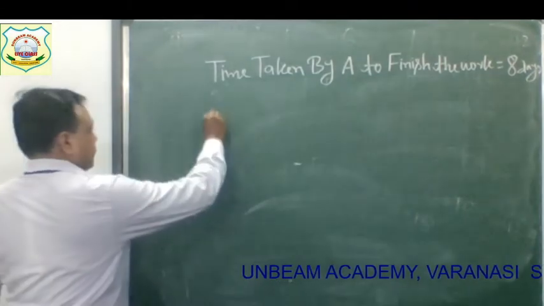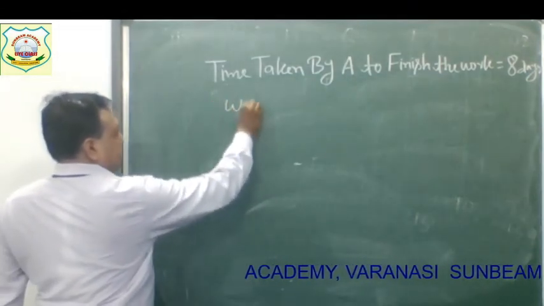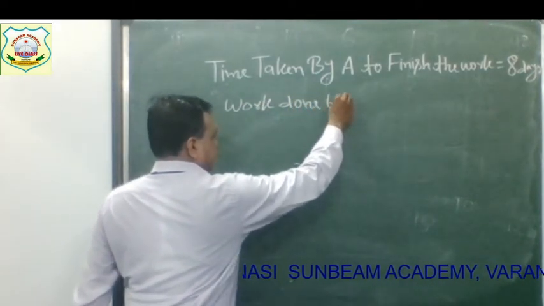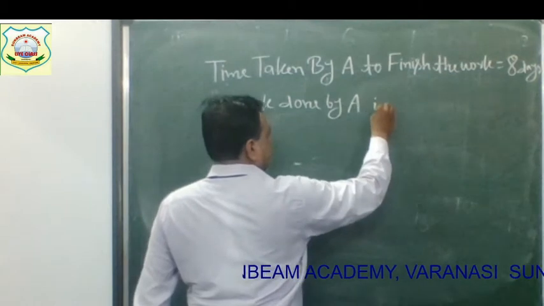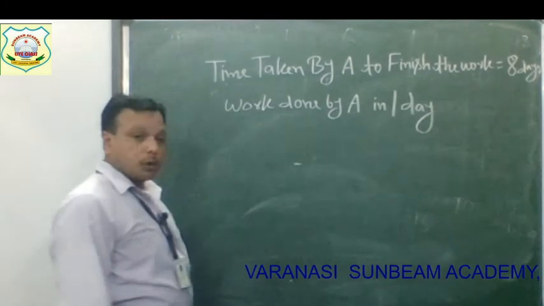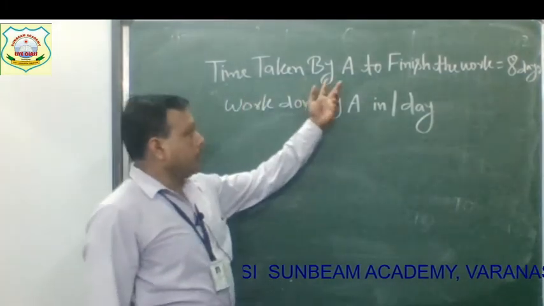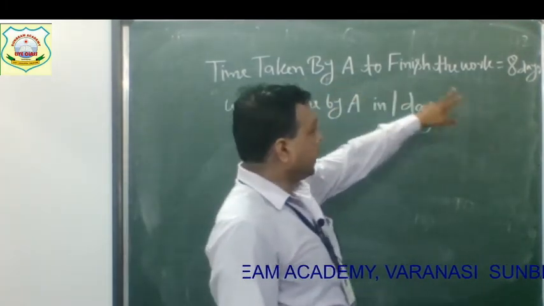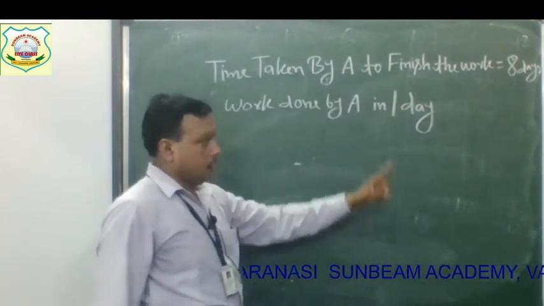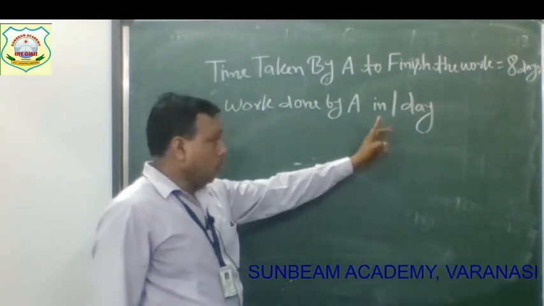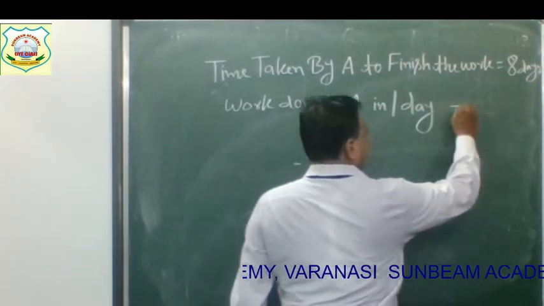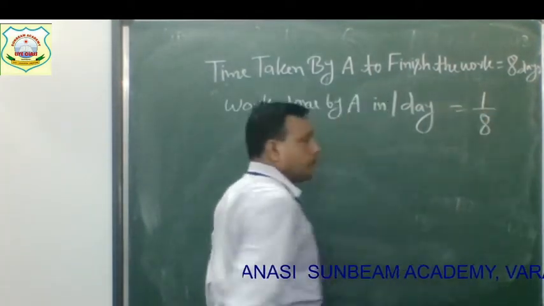So work done by A in 1 day. Same question, students. Time taken by A to finish the work is 8 days, and we want the work done by A in 1 day. The 8 days is given here, and we ask in 1 day what part of the work he has completed. The answer is 1 upon 8, this part is completed.